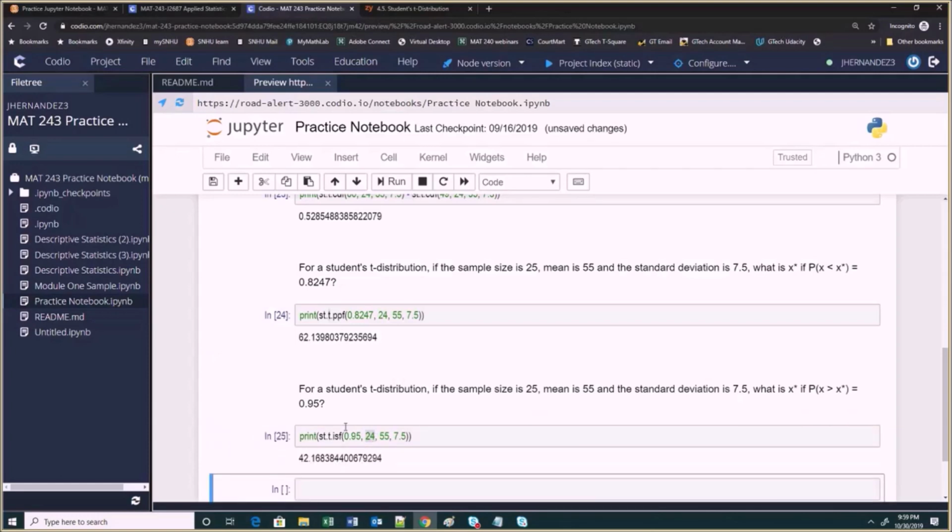So in general, what you will notice is that the method names are the same, except that in the case of Student's t-distribution, there's an extra input, which is the degrees of freedom. It's always calculated as the sample size value minus 1. So if your sample size is 100, degrees of freedom is 99. In this case, it is 25, so the degrees of freedom is 24. And the rest of the values are the same as what goes in the methods for the normal distribution.